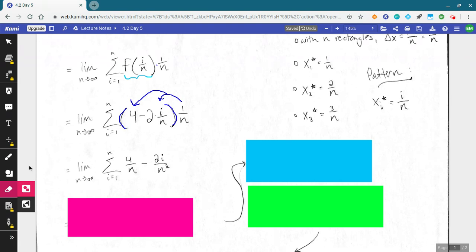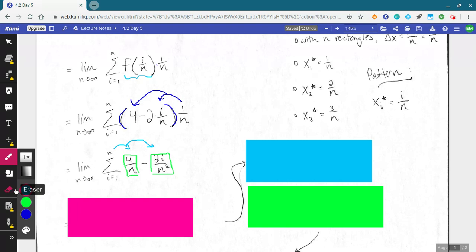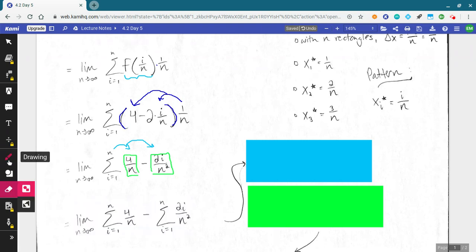Now looking at what we have here, we have a sum of 4 over n minus something else. And we know how summation works with differences. Our summation is going to distribute to both of these pieces. So if we do that, then we get the following.